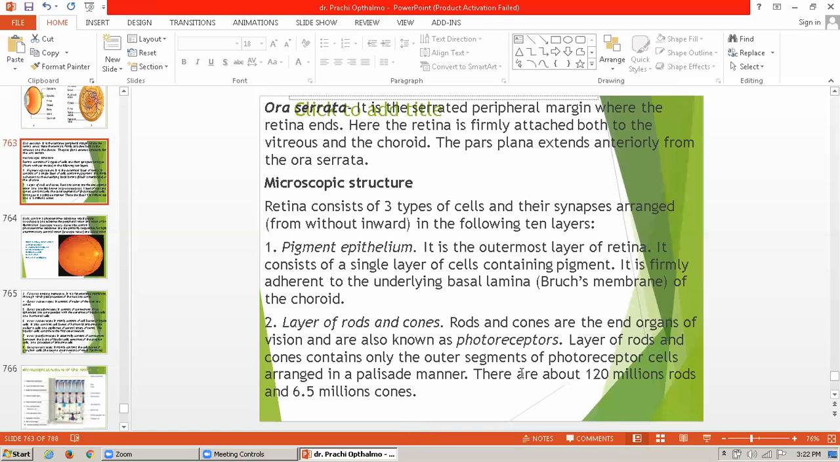Rods and cones are the end organs of vision and are known as photoreceptors. The layer of rods and cones contains only the outer segments of photoreceptor cells arranged in a palisade manner. There are about 120 million rods and 6.5 million cones.